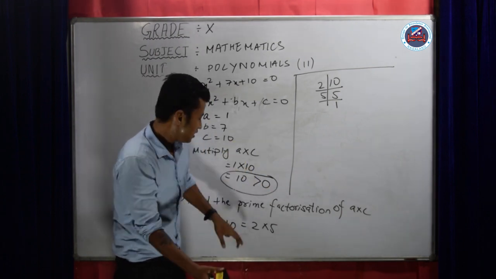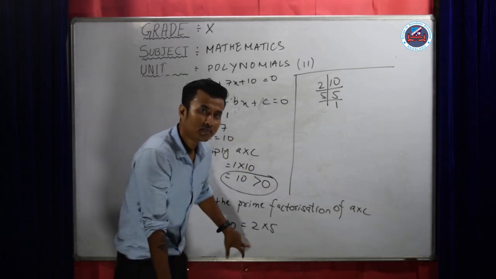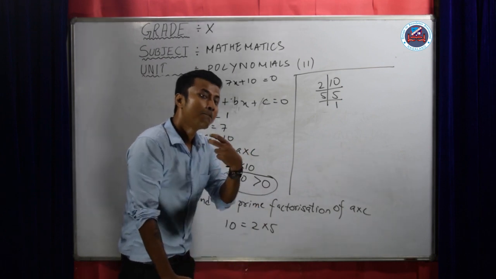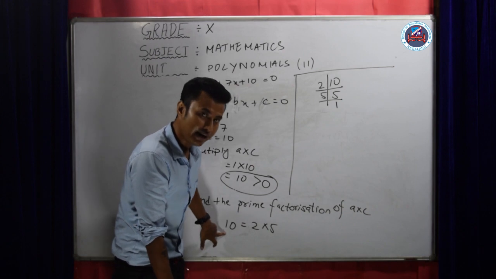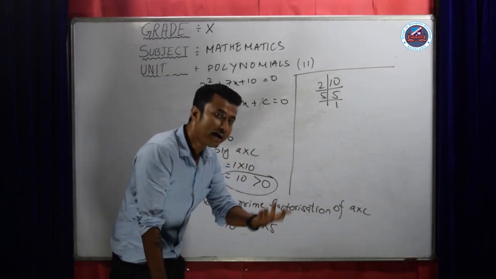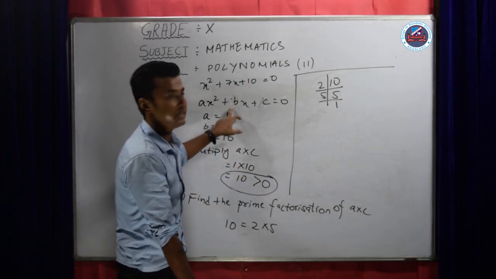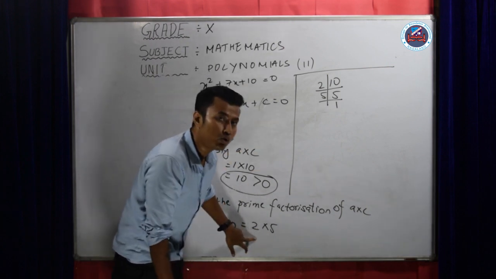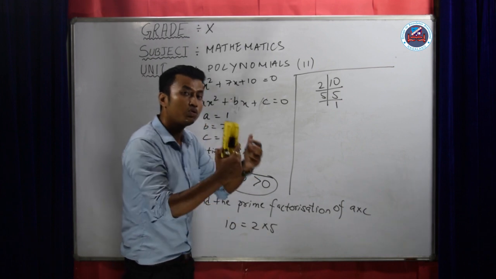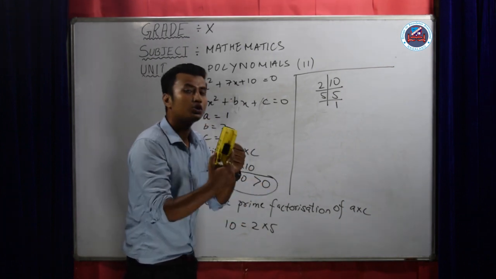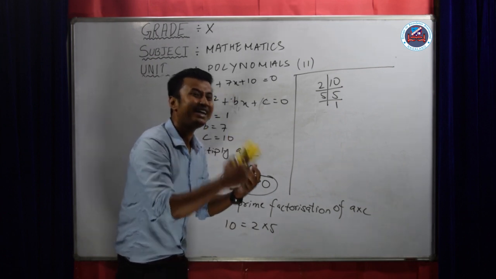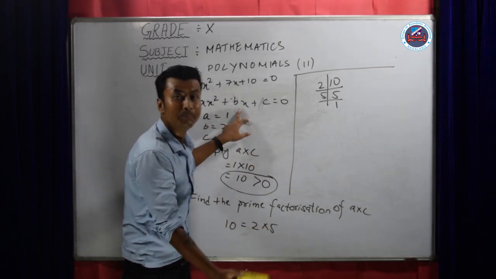Step 3. Whatever factors you got, you have to group those factors in such a way that their product is equal to AC, that is 10, or their addition or subtraction is equal to B. Again guys, whatever factors you got, that is 2 and 5, you have to group them in such a way that their product is equal to AC or their addition or subtraction is equal to B.